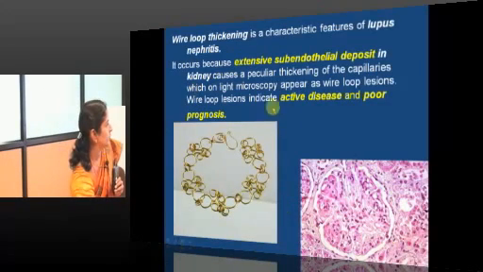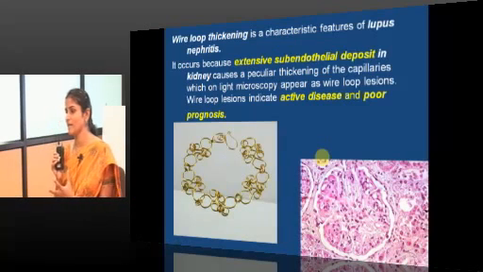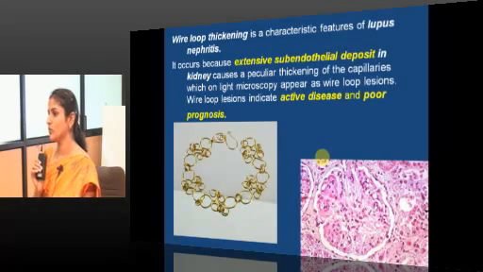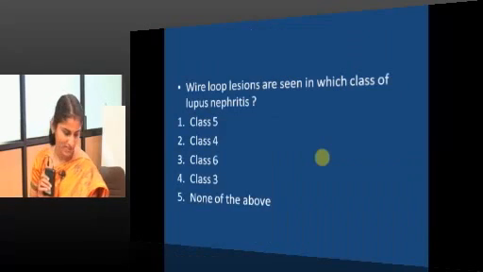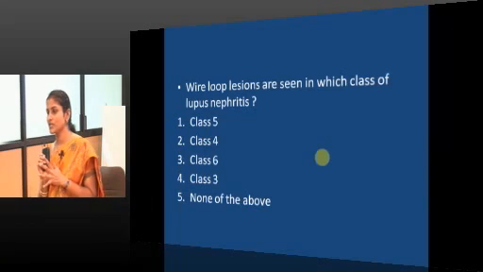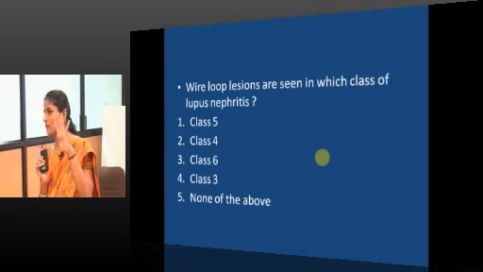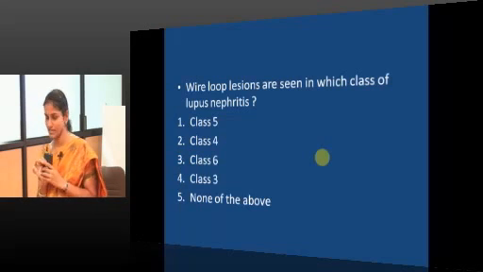So, this is how a wire loop will look like. Because of the extensive subendothelial deposits, the glomerulus will have such wire loop like appearance. Full house effect of immunofluorescence we will get to see in lupus nephritis. So, this wire loop lesions you can get even in class 3, more often you get to see them in, as the name says, diffuse proliferative glomerulonephritis, class 4 is. So, wire loop lesions are most often seen in class 4 lupus nephritis.